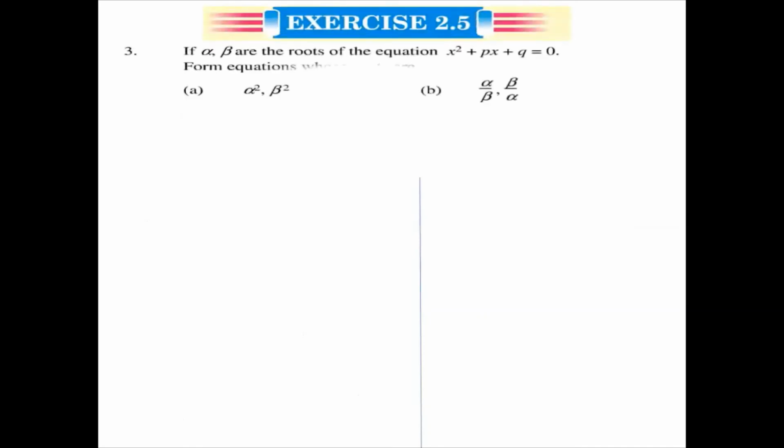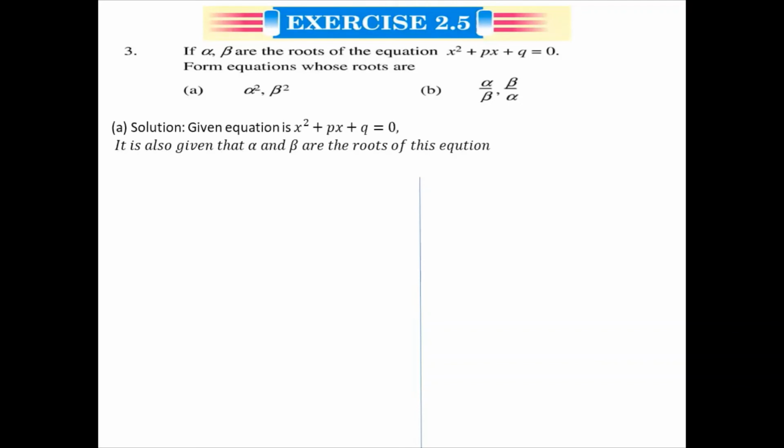Now question number 3. If alpha, beta are the roots of the equation x square plus px plus q is equal to 0, form equations whose roots are: a, alpha square, comma, beta square; b, alpha by beta, comma, beta by alpha. So part A, given equation is x square plus px plus q is equal to 0. It is also given that alpha, beta are the roots of the equation.